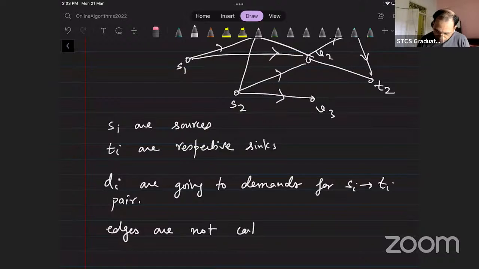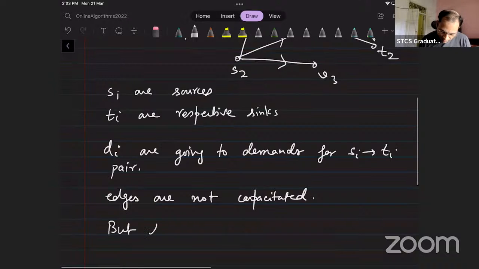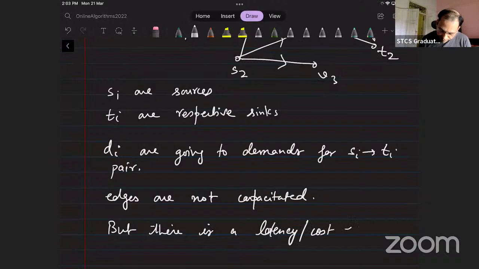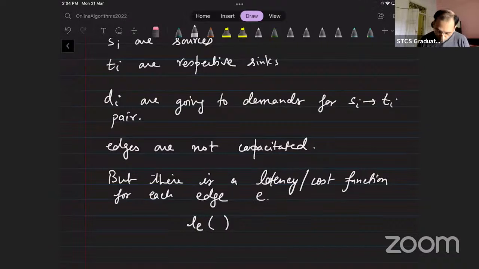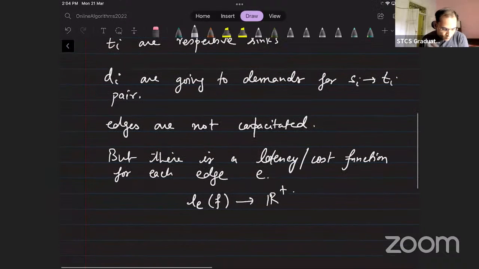So as edges are not capacitated, but there is a latency function, you can call it a latency or cost function, for each edge e, which we will define as Le. So Le is a function from the amount of flow you're going to assign to a particular edge e to R plus. All right. So far so good.